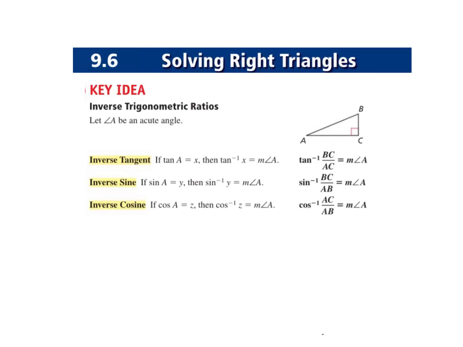Welcome to 9.6, Solving Right Triangles. What it means to solve a right triangle is that you have to find all the pieces using your trigonometric ratios. But first, we need to discuss how you actually get the angles if you've not been given the angles, and that's really what today's lesson is about.